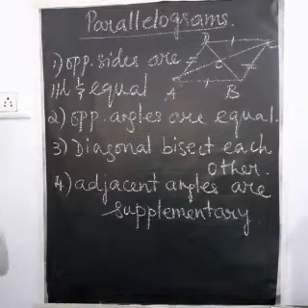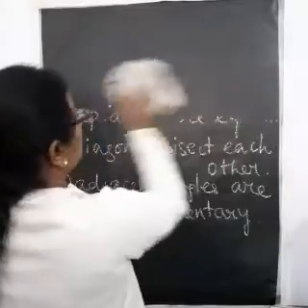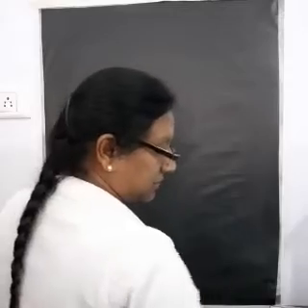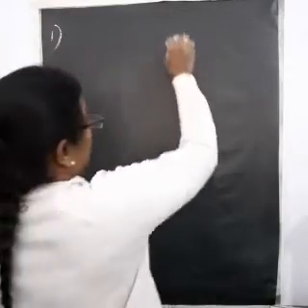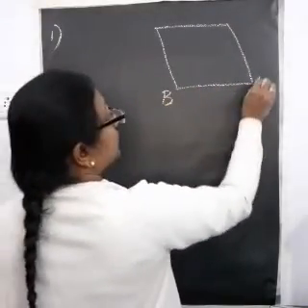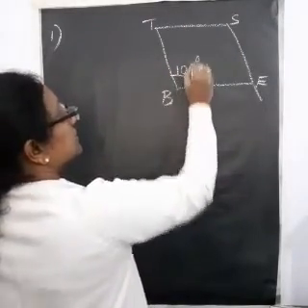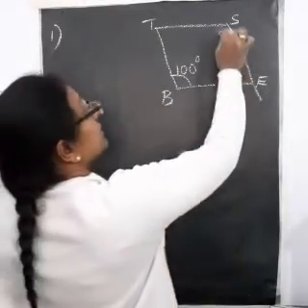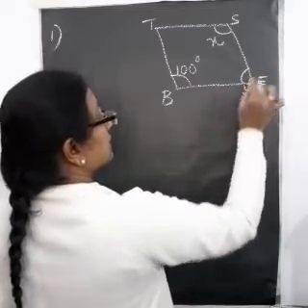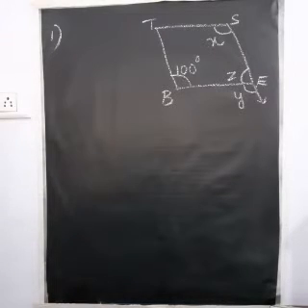Now today let us do some sums based on this. Let's see how we can do it. In the first sum, we have parallelogram BEST. Say this angle is given to me as 100 degrees. And they want us to find this X, this angle Y and this angle Z. Now using the properties of a parallelogram, we have to solve this.